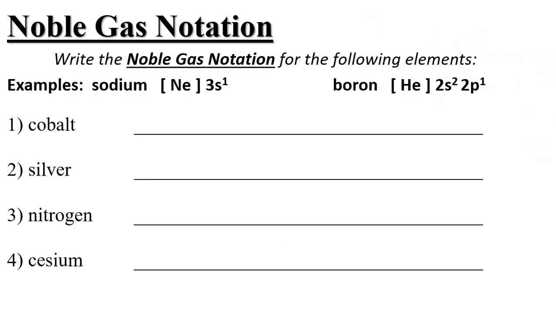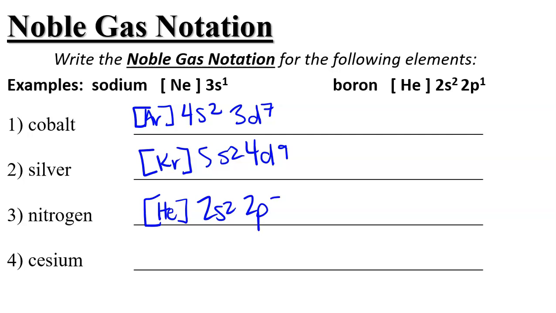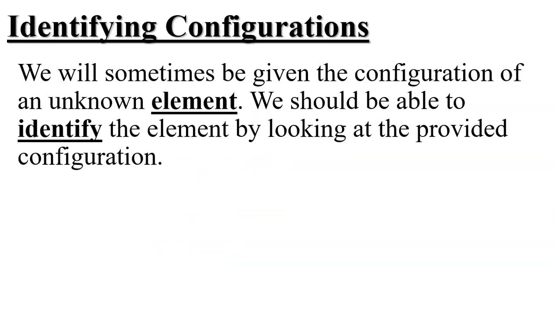Cobalt is going to be argon, 4s2, 3d7. Silver is going to be krypton, 5s2, 4d9. Nitrogen is going to be helium, 2s2, 2p3. And cesium is going to be xenon, 6s1.